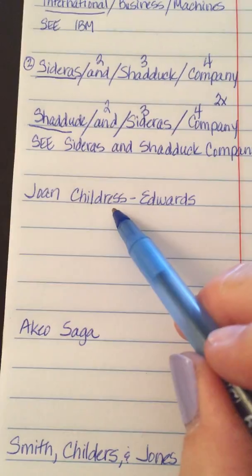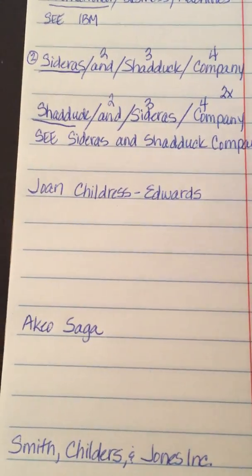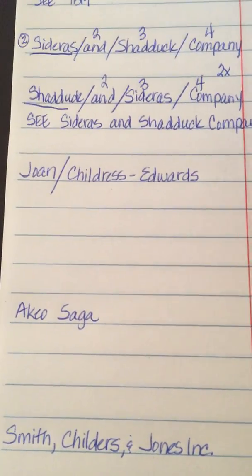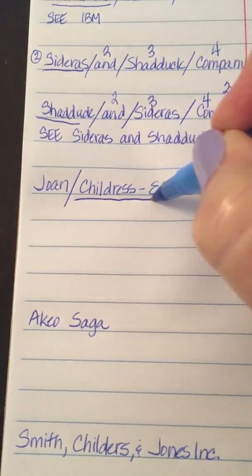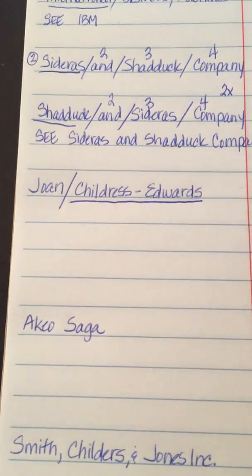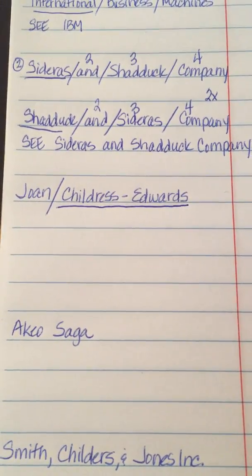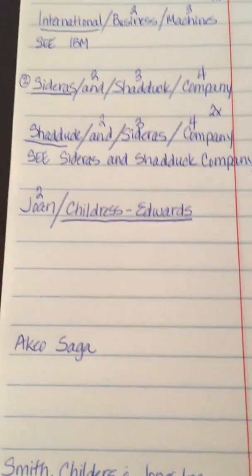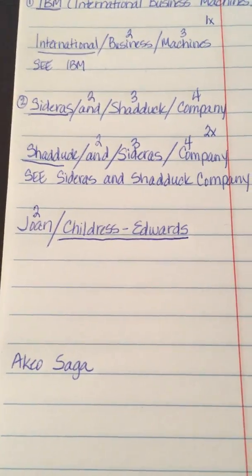The next one is a person with a hyphenated last name. So let's do our coding. Okay, we look where the spaces are. Take out the hyphen, close up the space. So Childress Edwards becomes the key unit. Joan is the second unit. People do this all the time when they get married and they want to keep their maiden name.